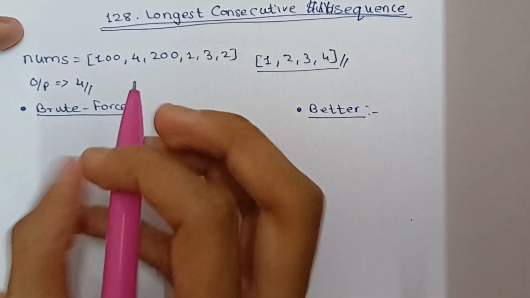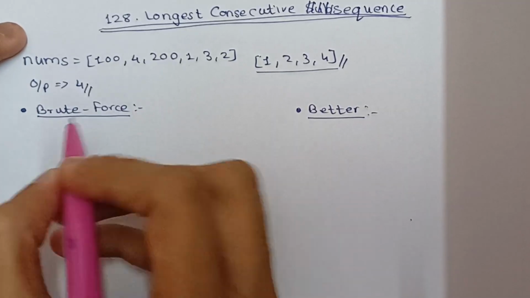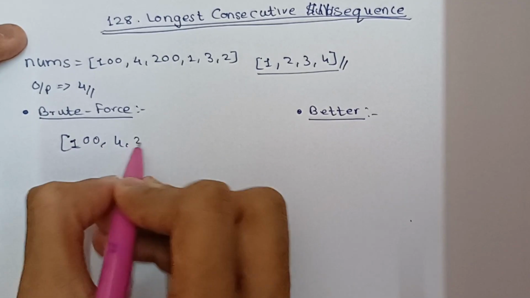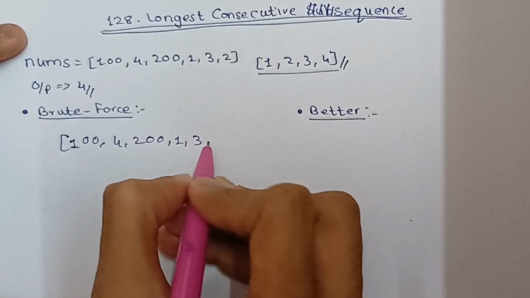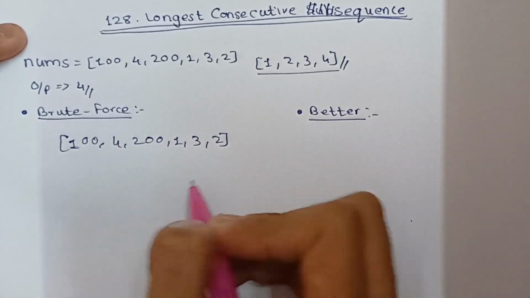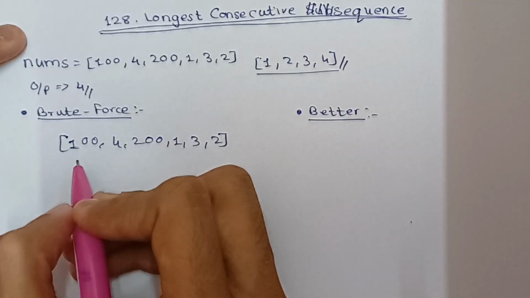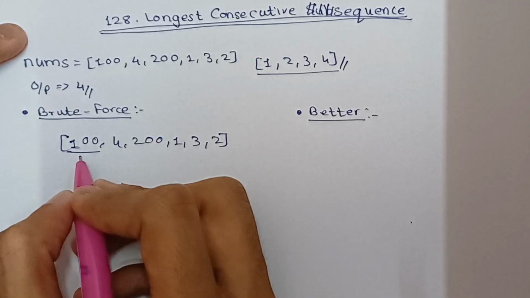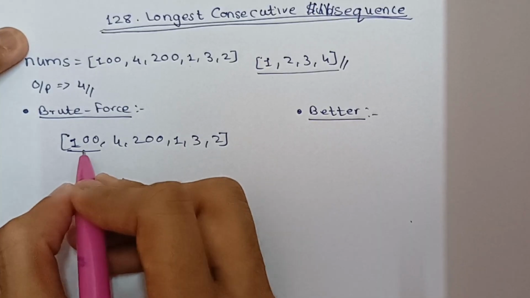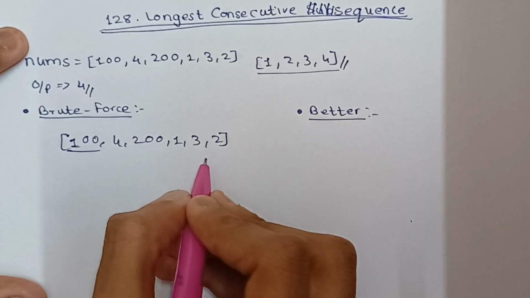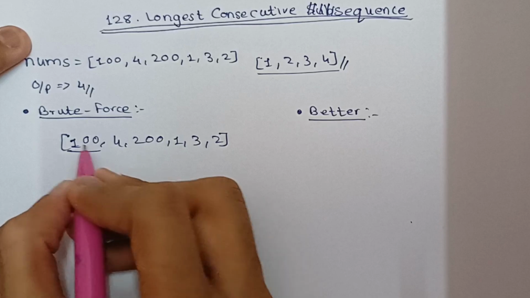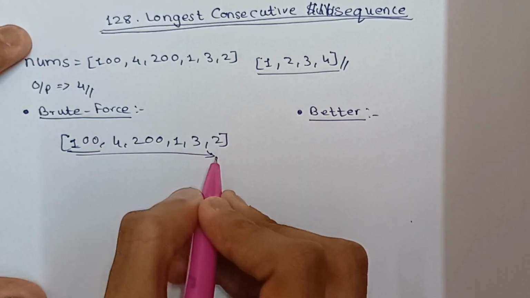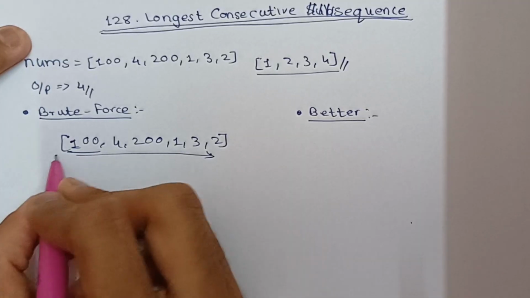In the brute force approach, suppose this is an example array, a simple array. We take an element, and then traverse the array with a for loop to check whether 101 is there. One traversal is done and we didn't find 101. Now we will look for 99.